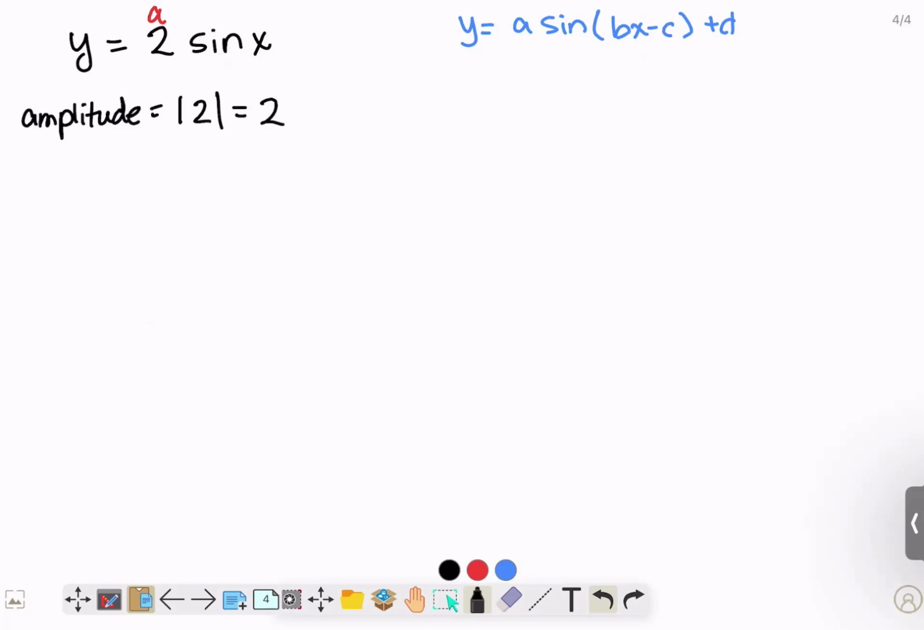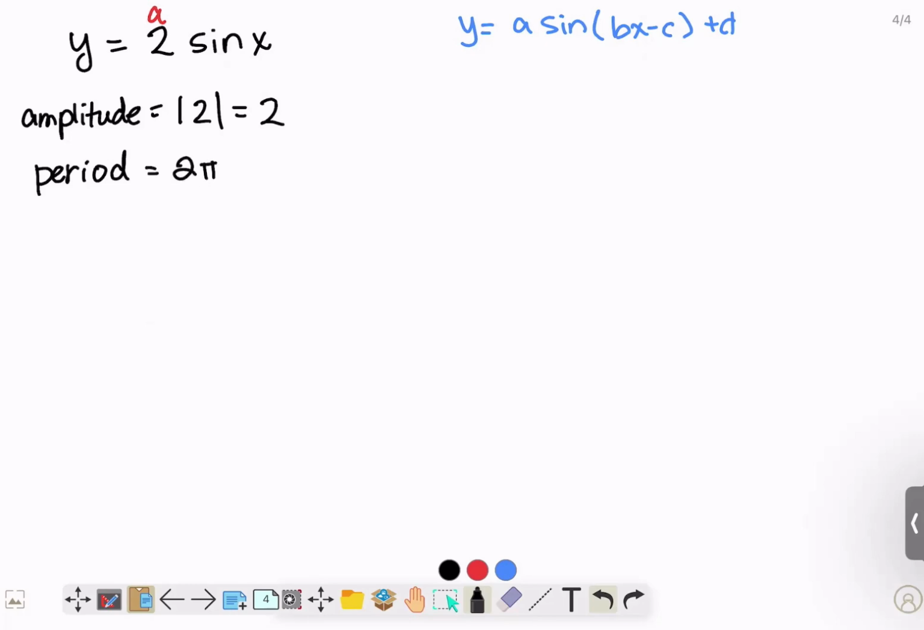Now I want to graph one full period. Let me double check and make sure that the period hasn't changed. Period is 2 pi over b. Here I don't have anything. B would be multiplied by that x, and there's nothing there, so it's just a 1. So 2 pi over 1 is still 2 pi. So period has not changed.